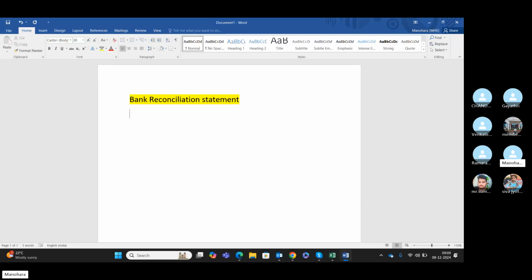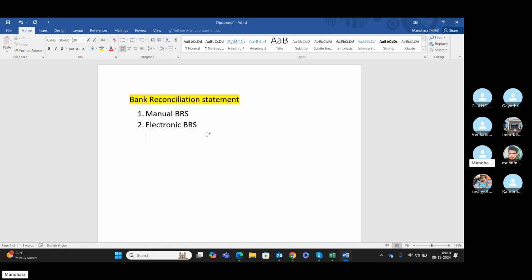So we have two types of bank reconciliations, right? One is manual BRS, and the second one is electronic BRS. Manual BRS is different and electronic BRS is different. The logic of manual BRS is different, and the logic of electronic BRS is different.